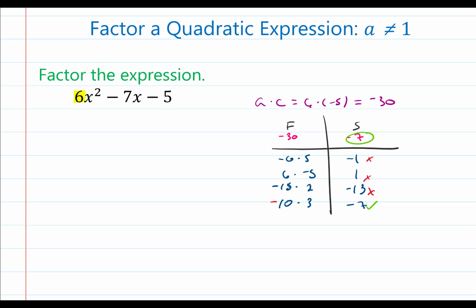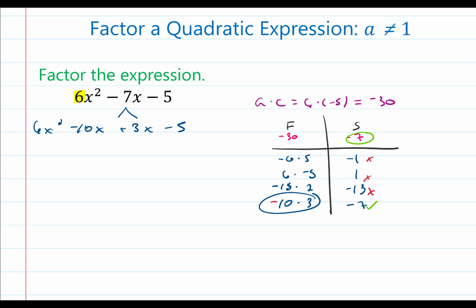Now, our goal here is to create a quadratic expression that has 4 terms. And to do that, we're going to break up the negative 7x term into 2 different terms. So we'll have 6x squared, and then we have minus 10x plus 3x minus 5. So you'll see I chose the values that I'm going to break up negative 7x into are the values I have on my table, negative 10 and 3.